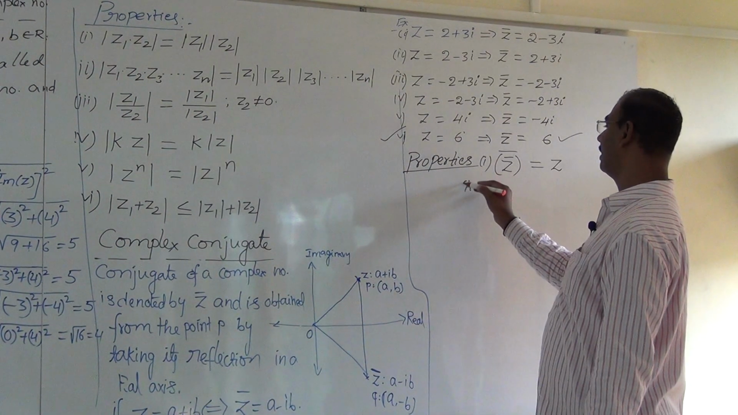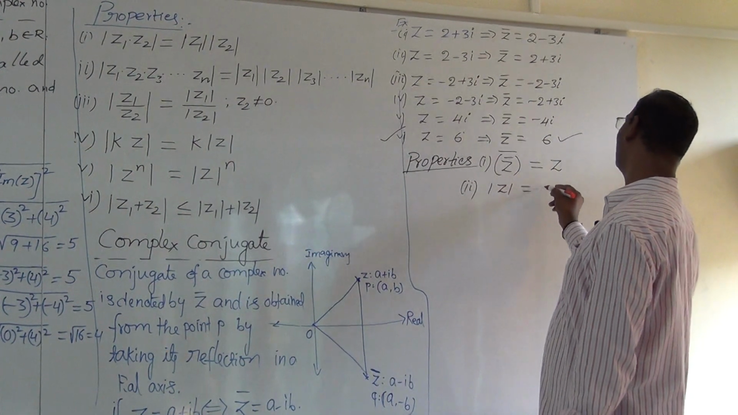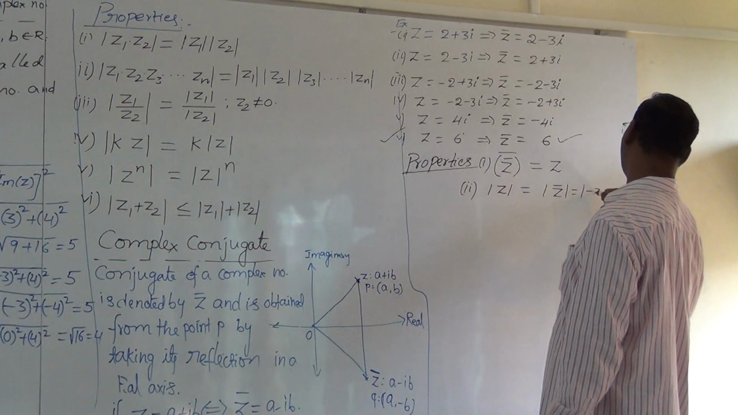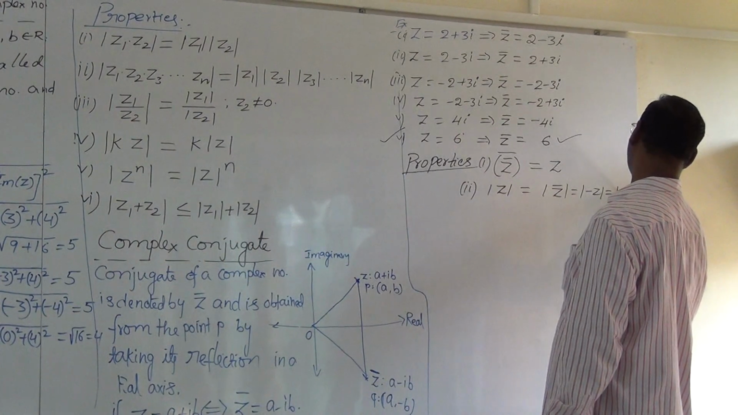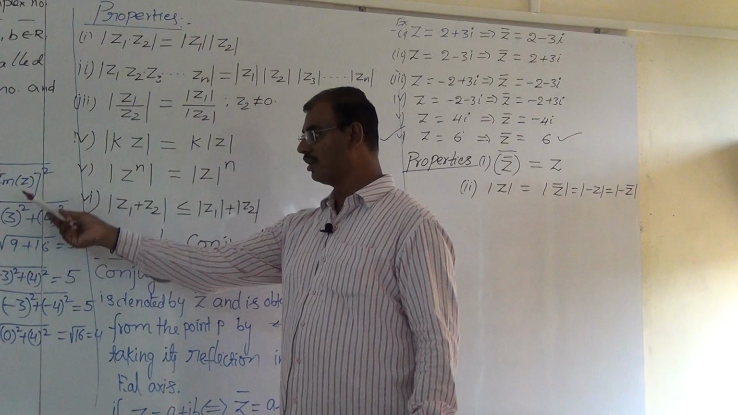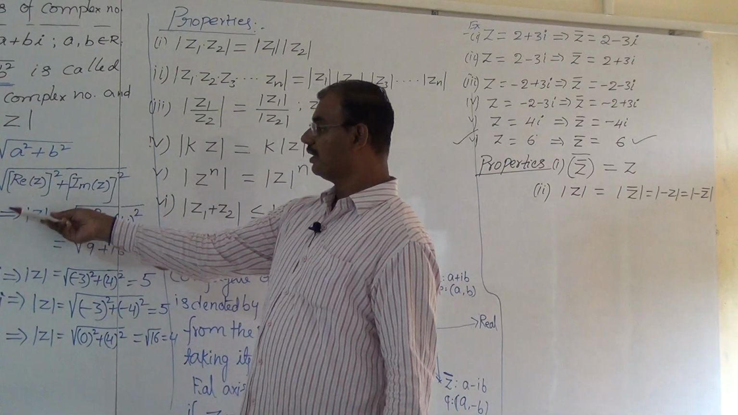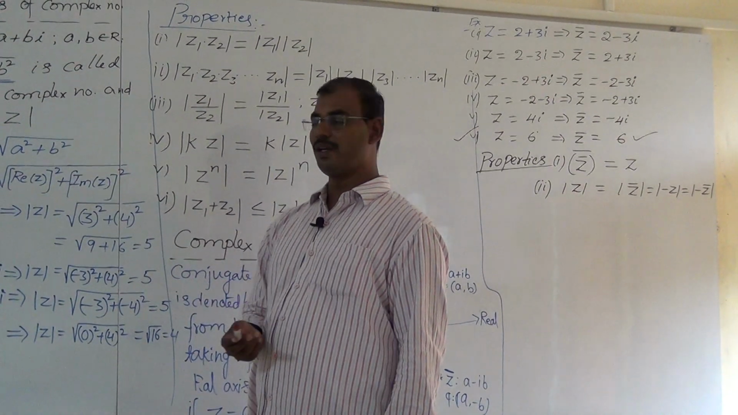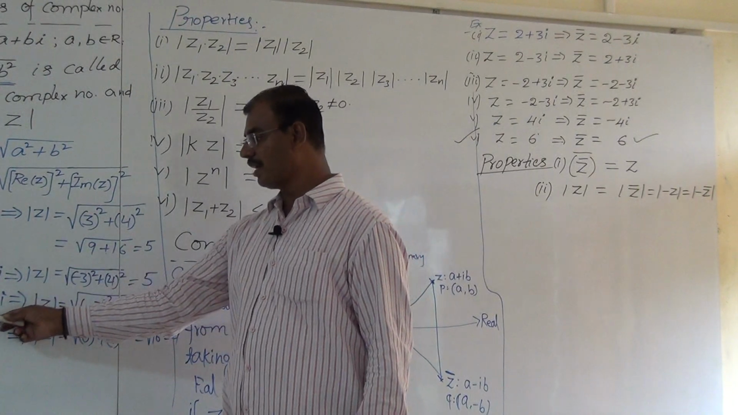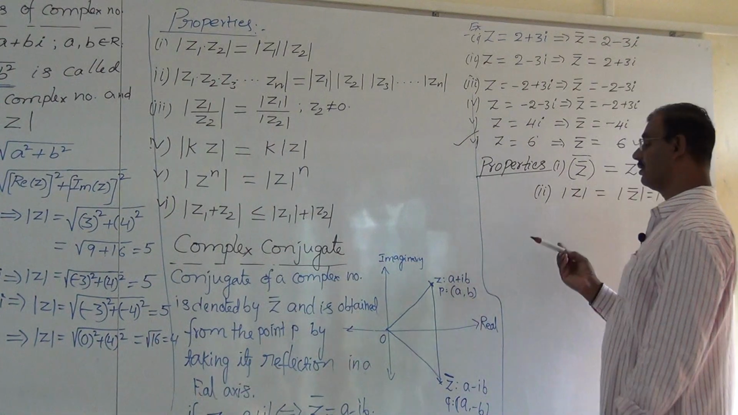Similarly, we have some more properties. Mod of Z is equal to mod of Z bar, also equal to mod of minus Z, also equal to mod of minus Z bar. The modulus values are all the same. So 3 plus 4 iota has conjugate 3 minus 4 iota, and the mod is the same. Minus 3 plus 4 iota has conjugate minus 3 minus 4 iota, and the mod will be the same. So remember this one.